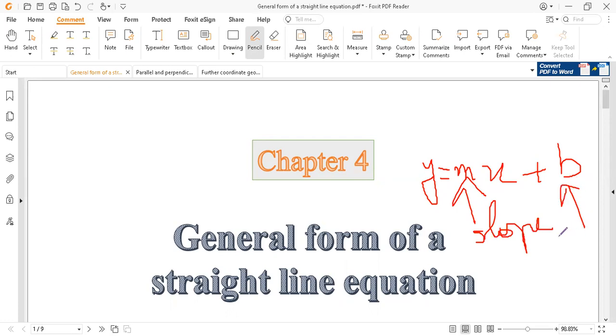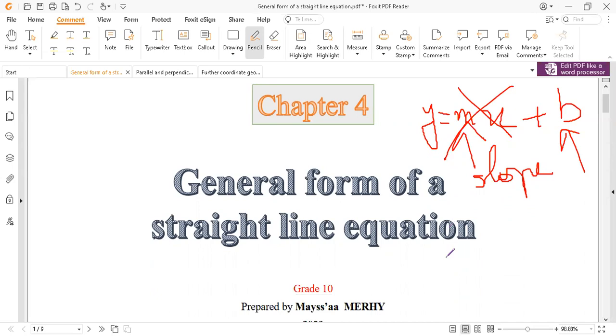What do we mean by the y-intercept? When x equals 0, this term will be cancelled, so we will obtain y equal to b. So b is the y-intercept, the ordinate of the intersection of the line with the y-axis.